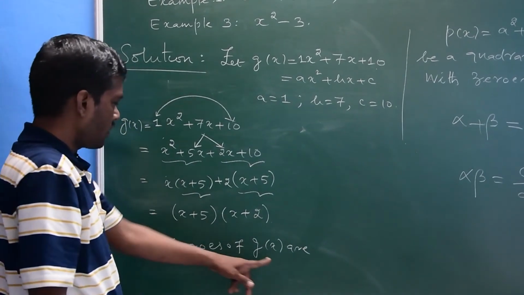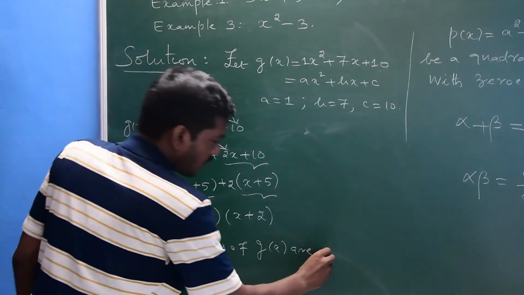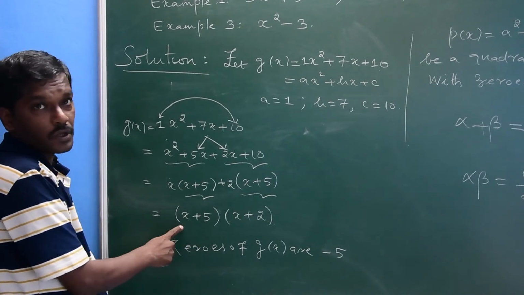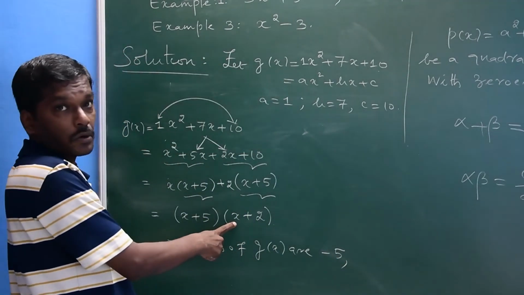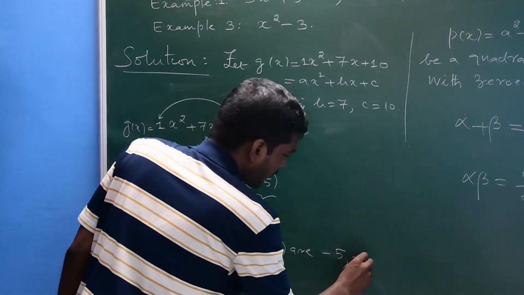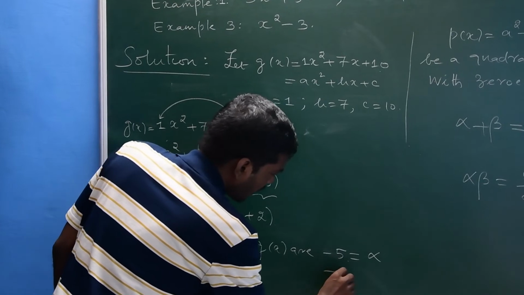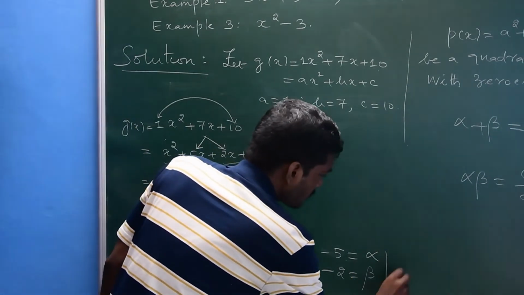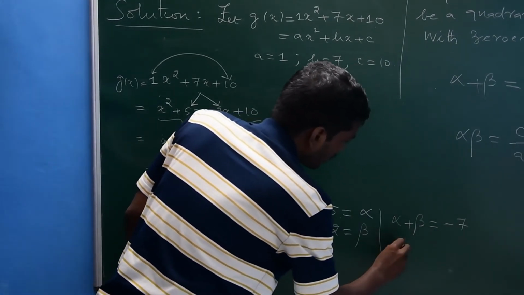minus 5, right? When you give x equal to minus 5, 5 minus 5 becomes 0. So x is minus 5. And when you give x equal to minus 2, this will become 0. So minus 2. Let us call minus 5 alpha and this beta. Now what is the sum of the roots? What is alpha plus beta? Minus 7.